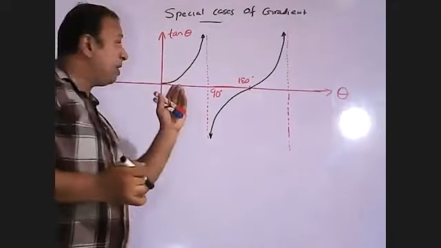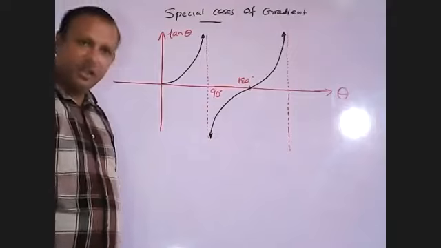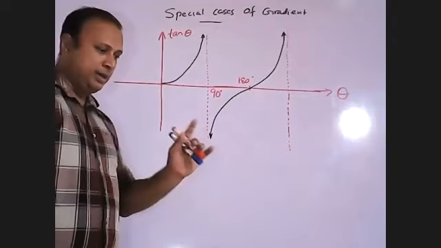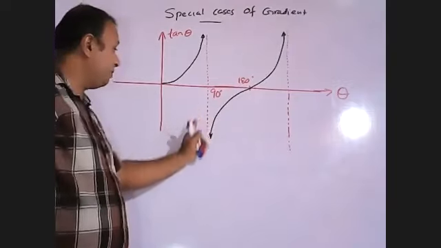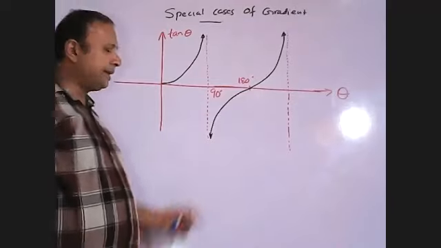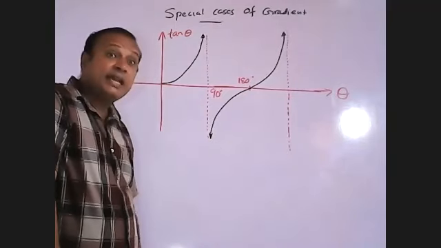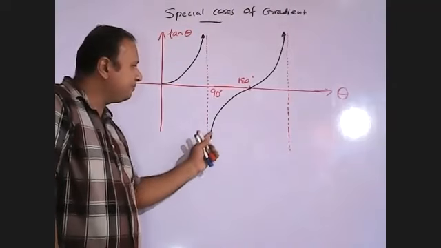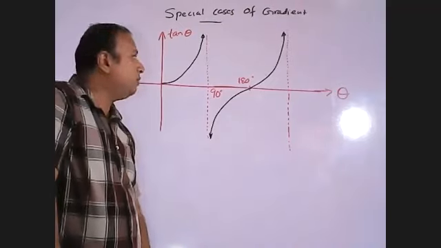If it is more than 90, that means if it is an obtuse angle, definitely the tan value will be a minus value. From 90 to 180, the tan value will be a minus value. But around 90, it will be around infinity, minus infinity. Then tan 180 is equal to 0. Actually, we have discussed this graph.